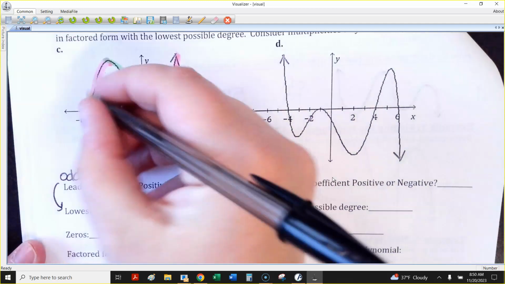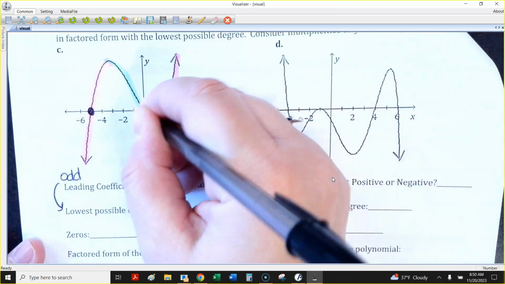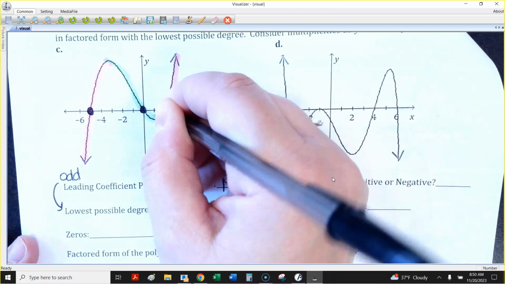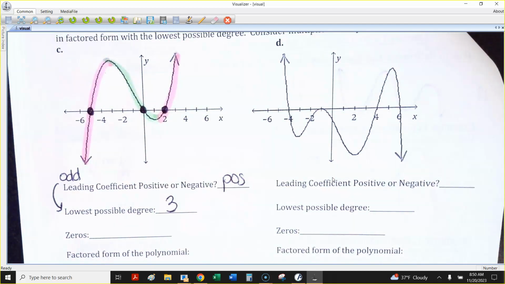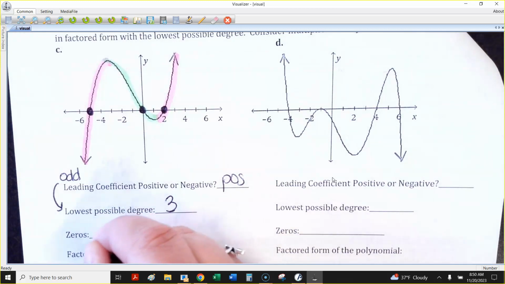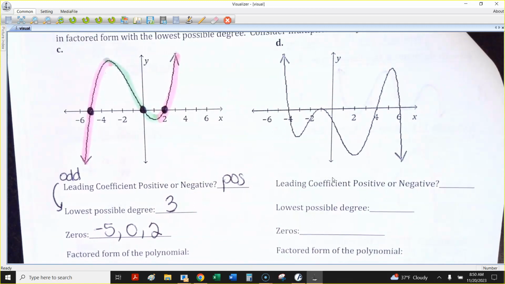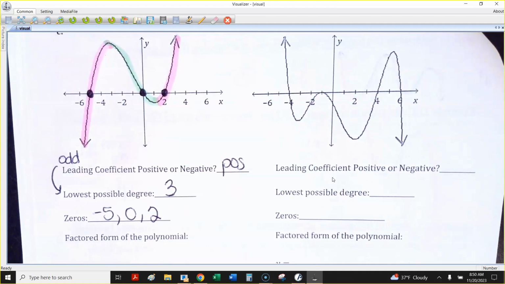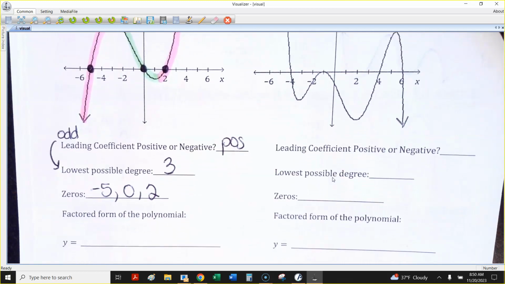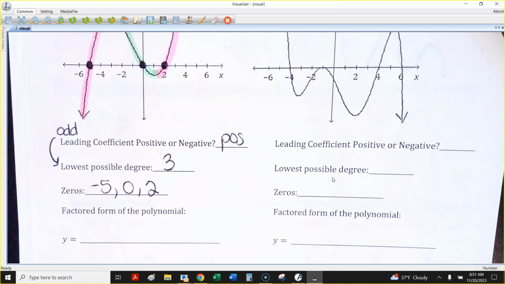Now my zeros, just grabbing where it touches or crosses the x-axis. What would you write down for your zeros for this graph? -5, 0, and 2. Okay. The order we write these in totally doesn't matter, but how do I represent 0 in the little factor? With 0. Exactly.